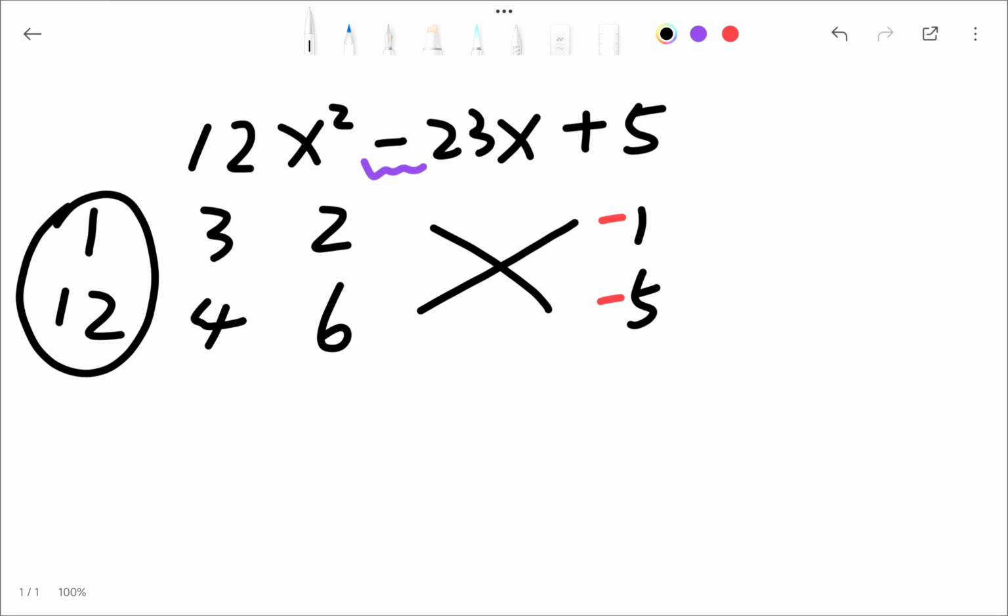If we have 1 multiplying with negative 5, we'll have negative 5. And 12 multiplying with negative 1 gives us negative 12. When we add these two negative numbers, we cannot get negative 23. So we can switch up the place of negative 1 and negative 5 and see if that gets closer to negative 23.